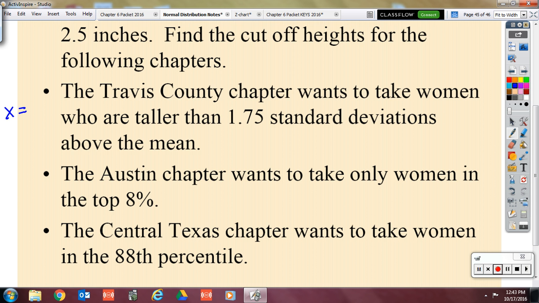Okay, so we know the mean, we know the standard deviation. We're going to find either x or z. One of those is given to us. X or z is given to us. Let's read what they give us.